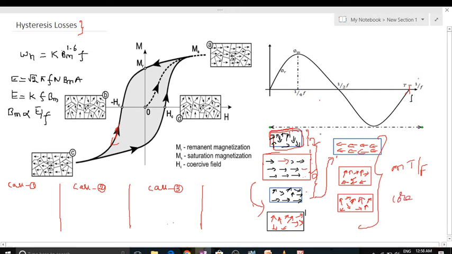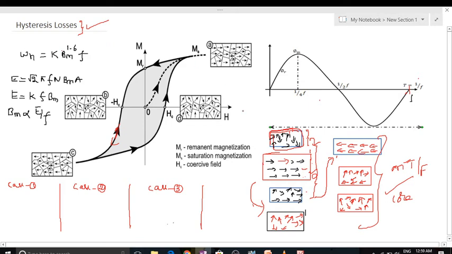So due to this BH curve, nothing but magnetic hysteresis, the dimensions of the transformer core change. Due to this compression and expansion, some force exists on the transformer core. The transformer core also undergoes compression and expansion. Due to that mechanical pressure, some losses will take place. Those losses are called hysteresis losses.